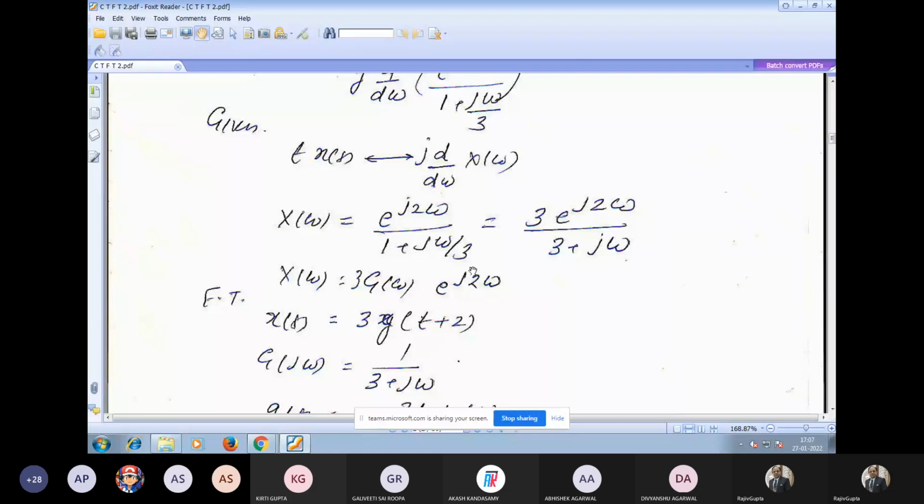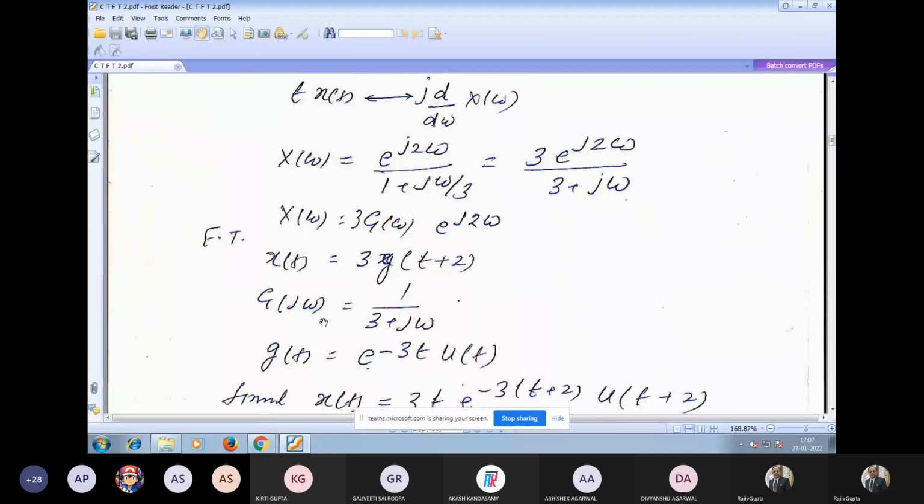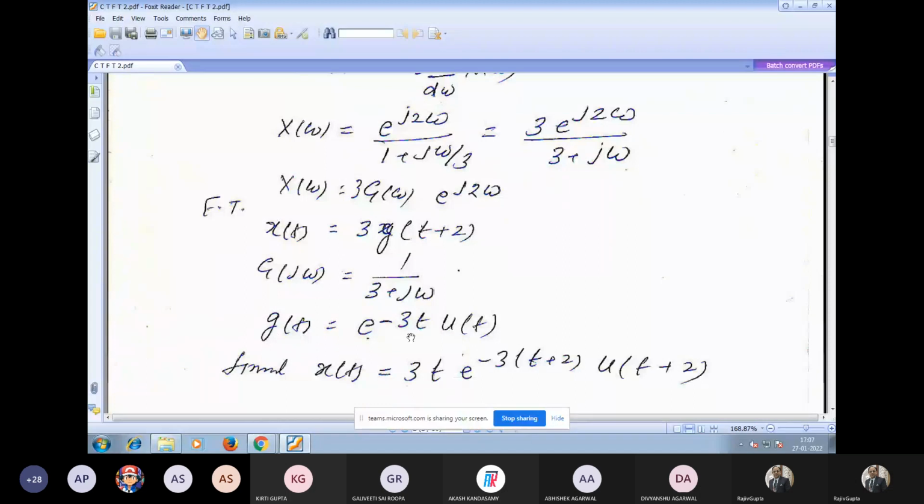So whenever there is a multiplication of e to the power j2 omega, that means the original function is being shifted by or delayed by a unit. If there is a minus, it is delayed. If there is a plus, it is advanced. So your g(t) will be 3 g(t plus 2), where G of omega is nothing but 1 by 3 plus j omega. And 1 by 3 plus j omega is nothing but e to the power minus 3t u(t). So your g(t) will be e to the power minus 3t u(t).